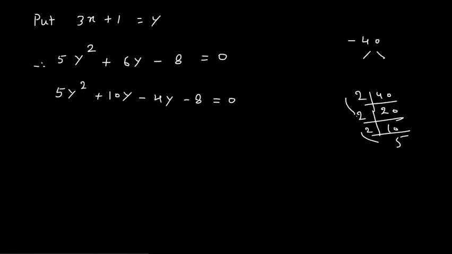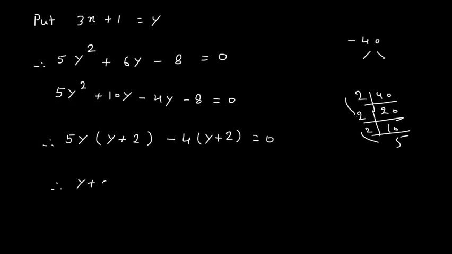I will take 5y common. So 5y we will take common, here it is y plus 2, minus I will take 4 common, again here it is y plus 2, and this equals 0. Therefore I have y plus 2 in one bracket and 5y minus 4 in the other bracket, and this product is 0.